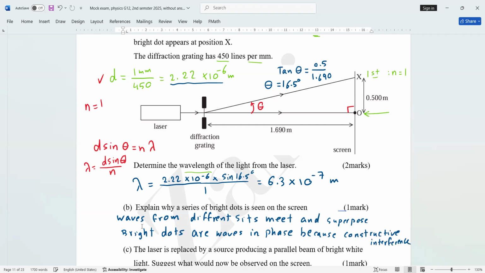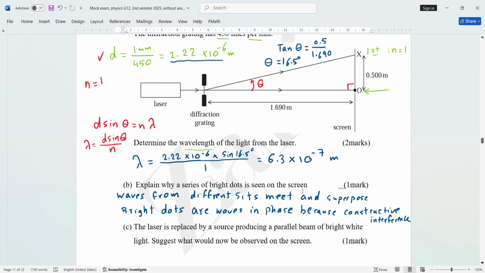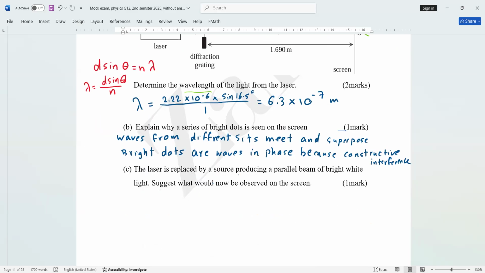Okay, now, next question. The laser is replaced by a source producing a parallel beam of bright white light. Suggest what would now be observed on the screen. The central would be white and the spectra seen either side of O.